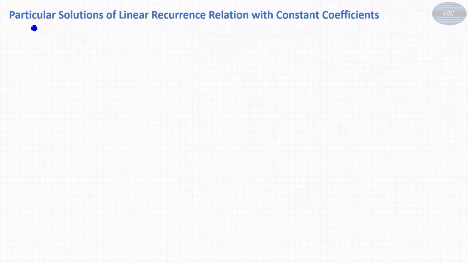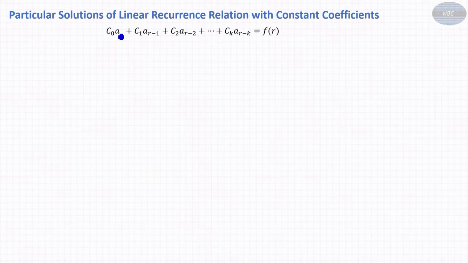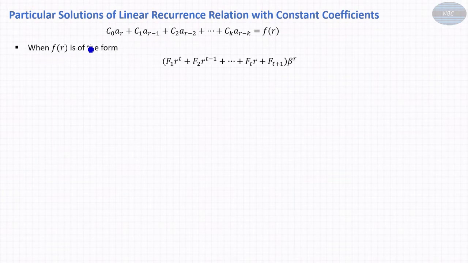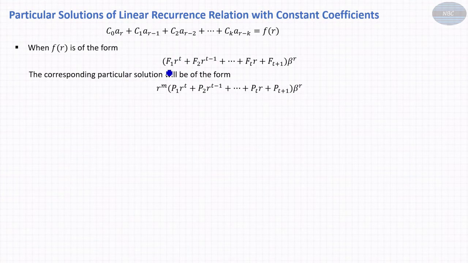In this lecture, we will continue our discussion on particular solutions of linear recurrence relations with constant coefficients. So this is a kth order linear recurrence relation with constant coefficients with function f(r) on the right hand side. When f(r) is of this form, the corresponding particular solution will be of this form.